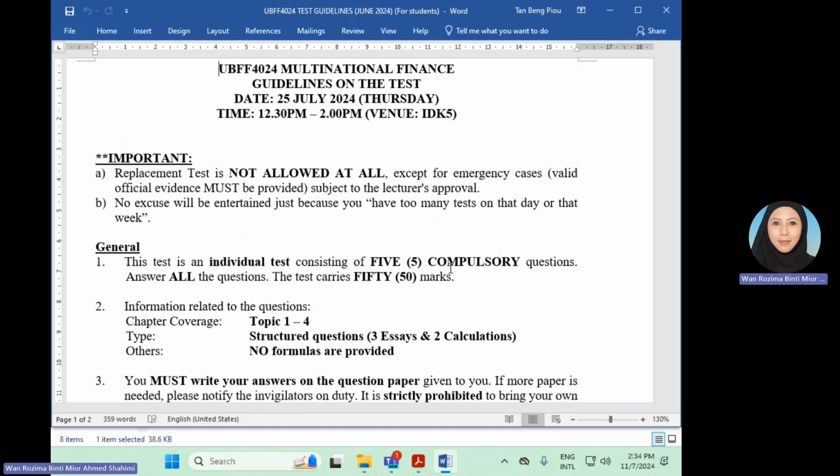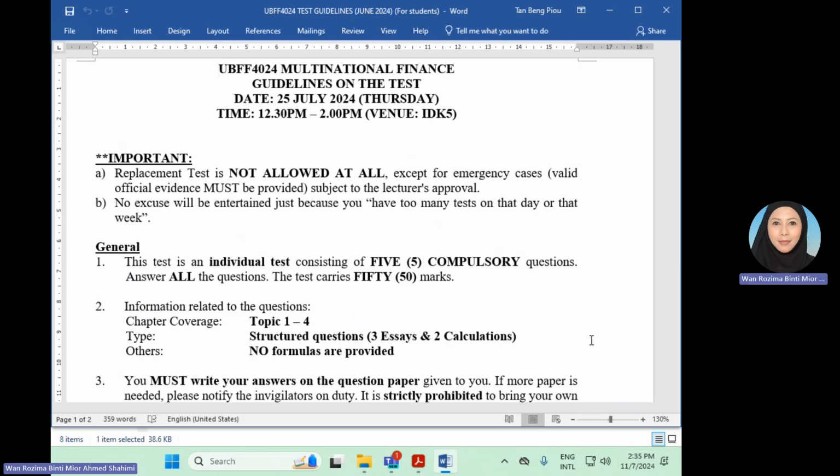Okay. So the task is an individual task consisting of 5 compulsory questions, 3 essays, and 2 calculations. Calculation, I think you can do it. Essay, that's my strongest point. That's something that I'm proud of. Calculation usually I'm straightforward. I'm not the type who is very tricky. So in the examination, I think you're safe in terms of calculation. But I don't know.